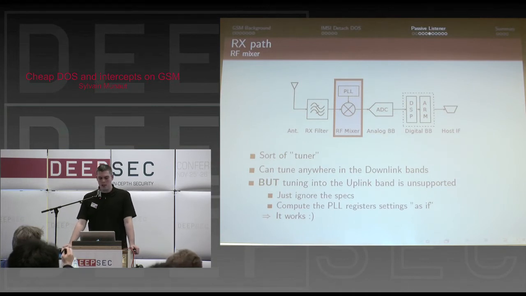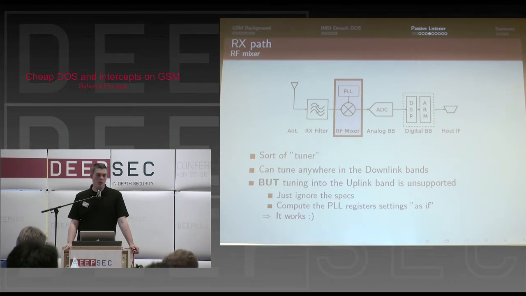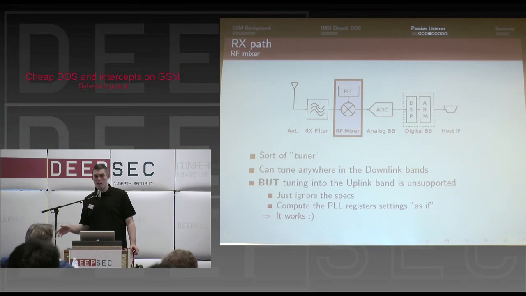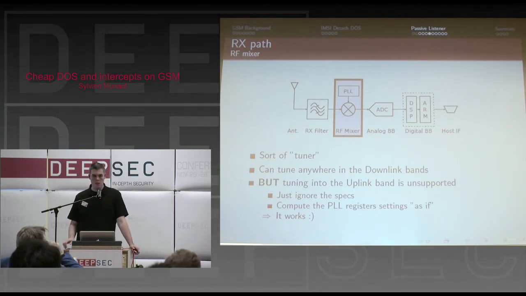Just after that, you find the mixer. The mixer is basically the tuner of the phone. It can obviously tune anywhere in any downlink band that the phone supports. Actually even more than what the phone supports, because the chipset itself supports 850, 900, 1800, and 1900, even if officially it only supports like 2. The tuner will actually support all the bands. But it obviously doesn't support tuning into the uplink, because a real phone never has to do that.